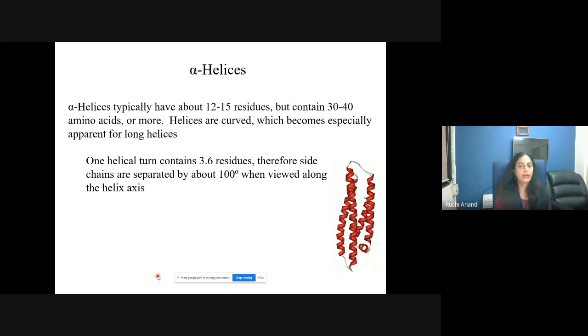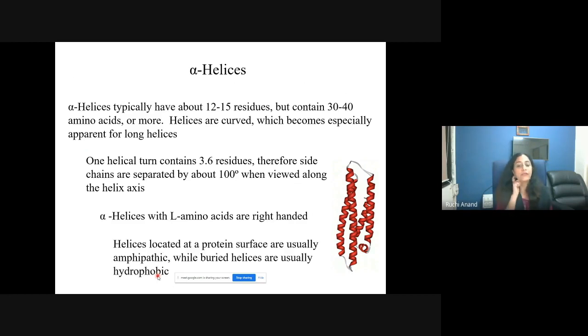And I have already told you its turn contains 3.6 residues and 100 degrees per turn when viewed along the helix axis. And I'll show you that alpha helices with L amino acids are right-handed. Helices located at the protein surface are usually amphipathic, and I'll describe what that means. Amphipathic means it has both hydrophobic and hydrophilic character. And those inside the structure are very hydrophobic, meaning the side chains are of hydrophobic amino acids like valine, leucine, etc.